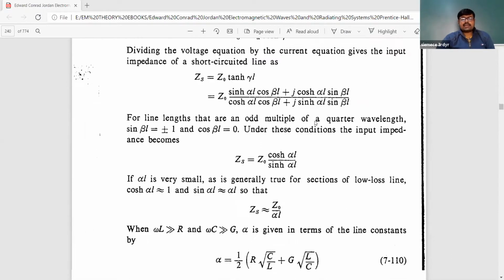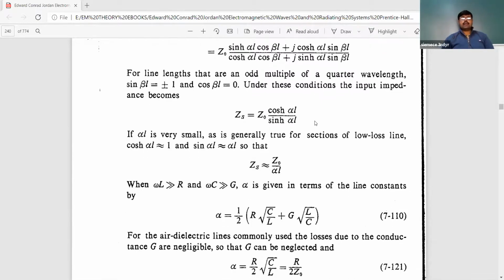So for line lengths that are an odd multiple of a quarter wavelength, sin beta L equals plus or minus 1 and cos beta L equals 0. Those are the two things we are getting. So sin of beta L equals plus or minus 1, and the cos of beta L value is 0. Under these conditions, the input impedance becomes Zs equals Z naught cosh of alpha L divided by sinh of alpha L. That is the expression we are getting. So Zs equals Z naught multiplied by cosh of alpha L divided by sinh of alpha L.